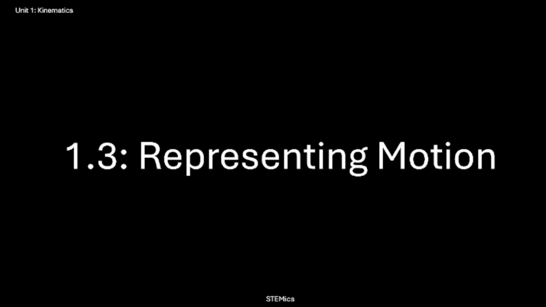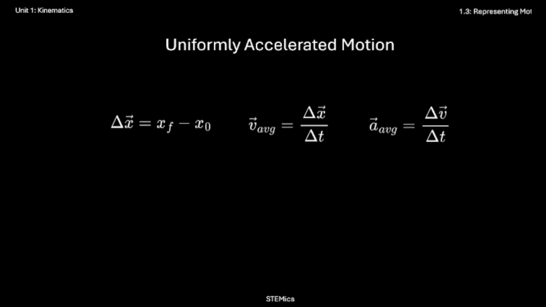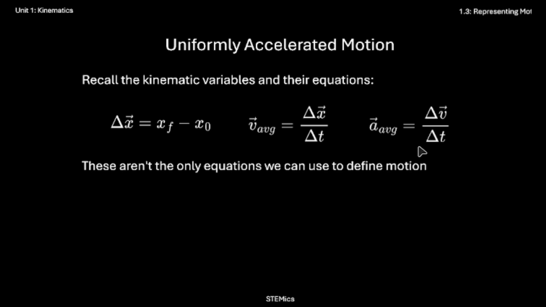So using these three variables, we can represent motion. The motion of an object can be represented by a few various elements. So we have equations, graphs, figures, descriptions. We can look at these in turn and analyze how the motion of an object can be predicted and calculated. So remember the kinematic variables and their equations. You have the displacement equation, the average velocity, and the average acceleration equations. These aren't the only equations that we can use to define motion.